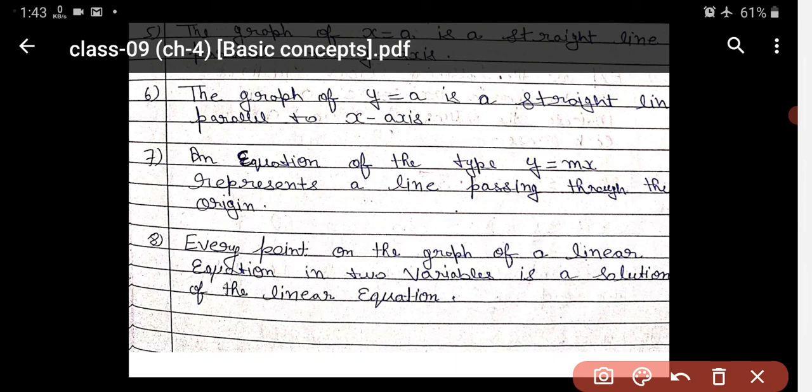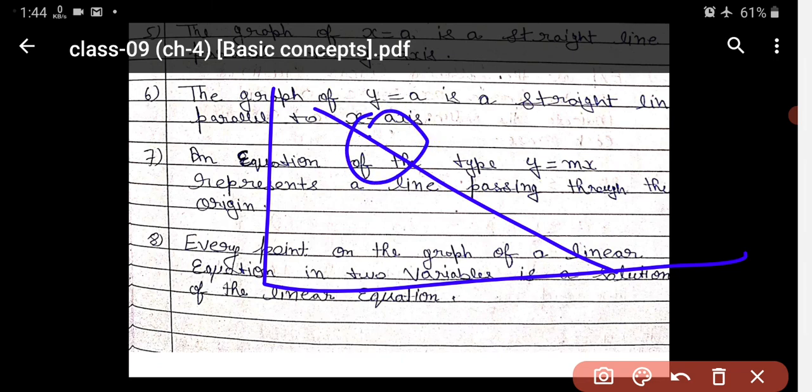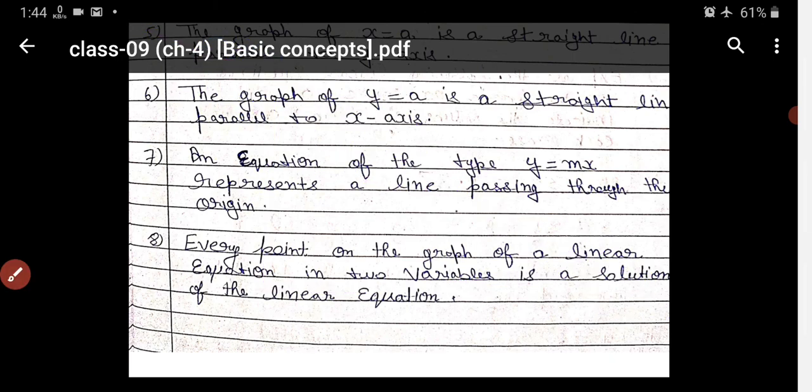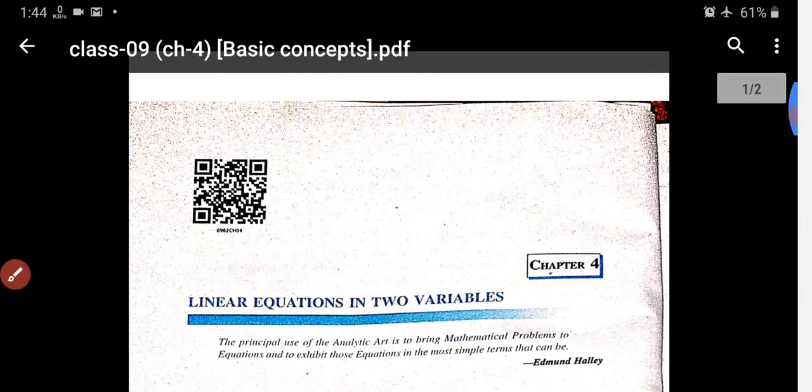Every point on the graph of a linear equation in two variables is a solution of the linear equation. As I told you, if one straight line is there, you can take any number of points on that straight line, you can extend it further and take more points, and they all are known as solutions of the given linear equation. So I hope all of you understand this basic concept.